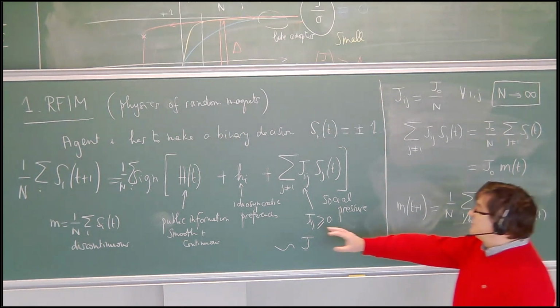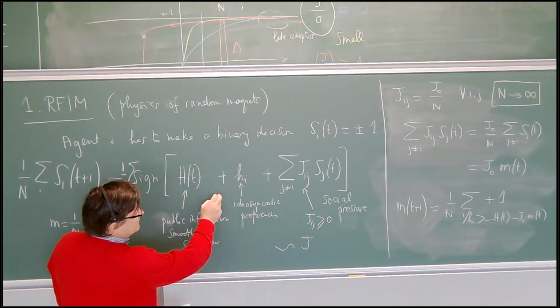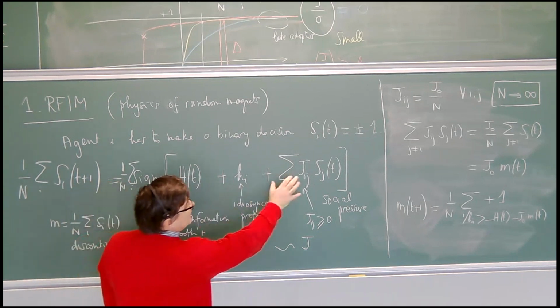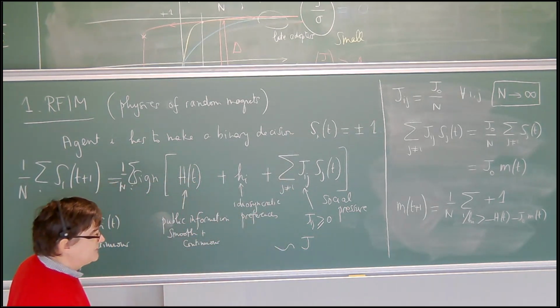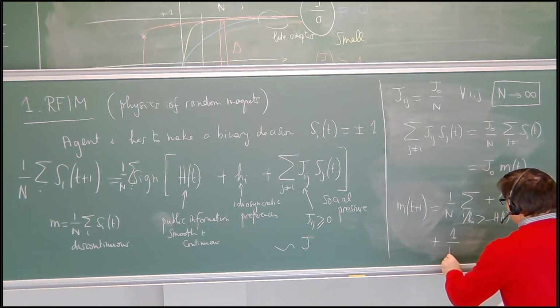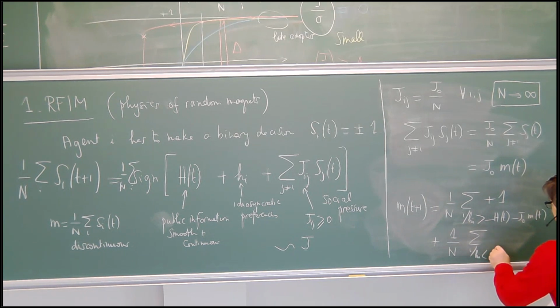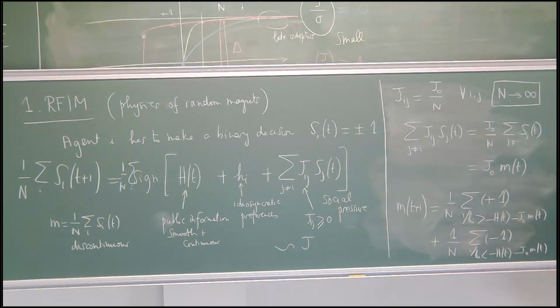So you see this sign here, it's equal to plus 1 if h_i is sufficiently large compared to minus h minus j0 m of t, plus 1 over N, sum over i such that h_i is less than minus h of t minus j0 m of t, times minus 1. Okay?